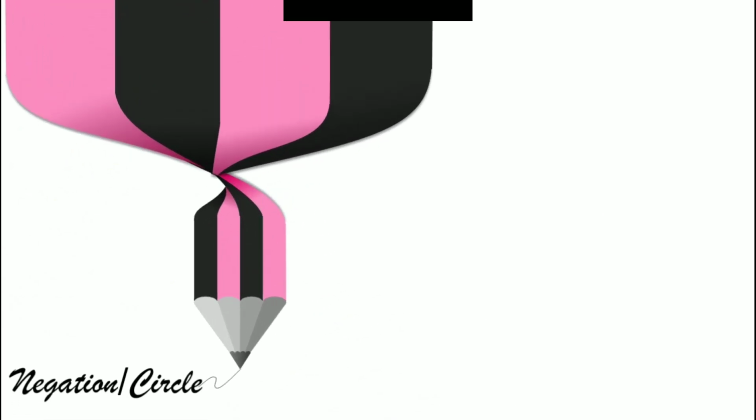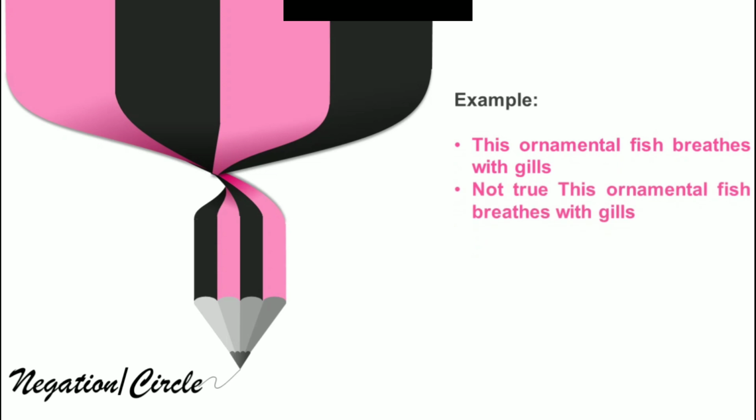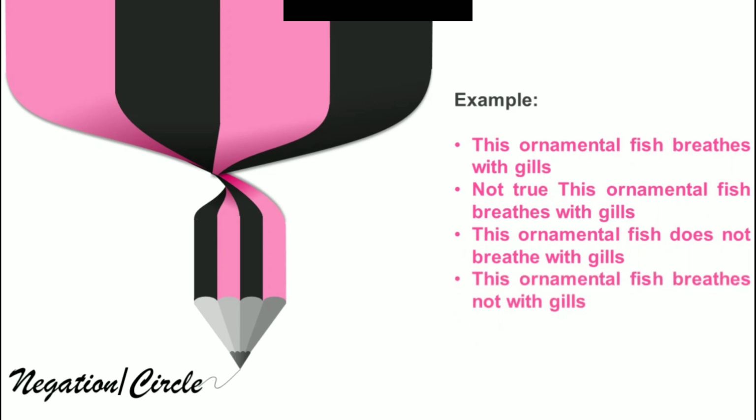Negation, or denial. Pay attention. This ornamental fish breathes with gills. The statement is not true. This ornamental fish is breathing with gills. This ornamental fish does not breathe with gills. Then this ornamental fish breathes not with gills. Pay attention. If P is true, then negation P is false. If P is false, then negation P is true.